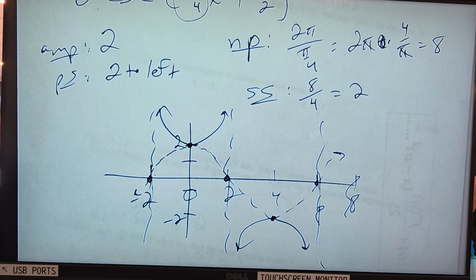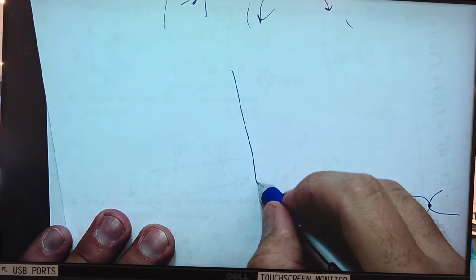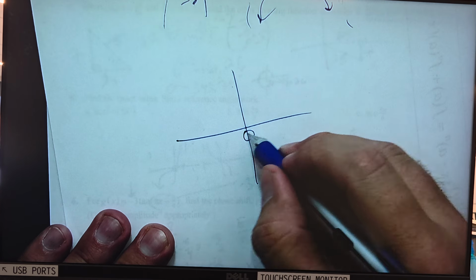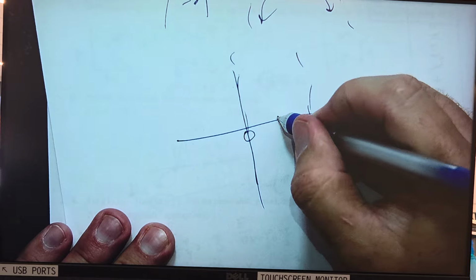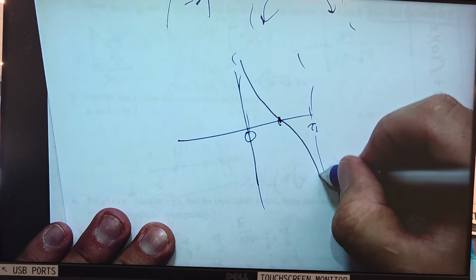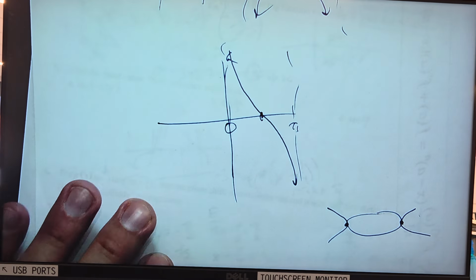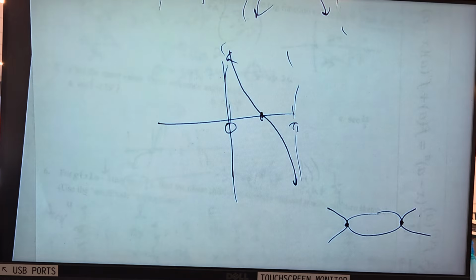How do you do a cotangent? A cotangent is just like a tangent, except cotangent normally lives between 0 and pi. And it naturally looks like this. So you do all the same things we did with tangent, it's just that that is my starting graph. And then I move it and so forth.